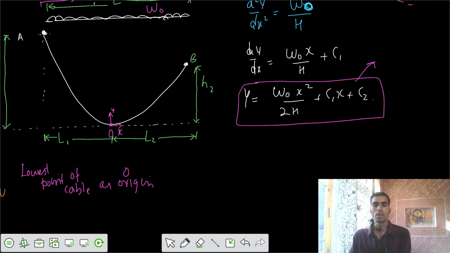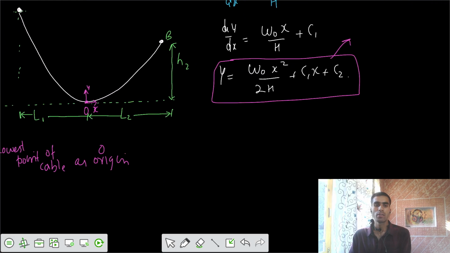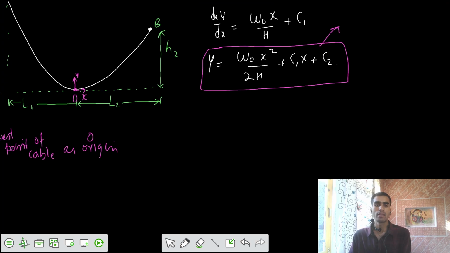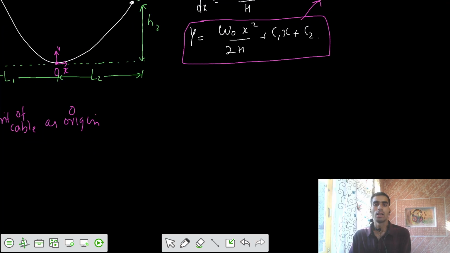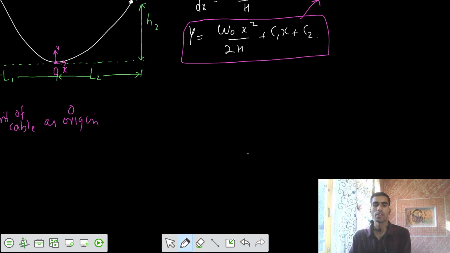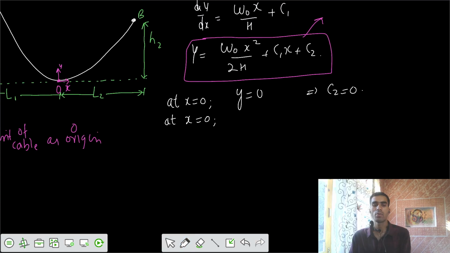Okay, fine. Now let's apply the boundary conditions for this equation. If I keep the origin as the lowest point of the profile, what boundary conditions can we have? At x equals 0, that means at point O, what is the value of y? Is it also 0 at that location, because this is our reference origin? So that means C2 is also 0. At x equals 0, at the origin, what is the slope at this location? Can you tell me?